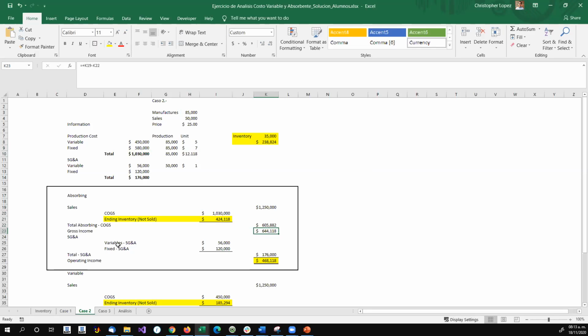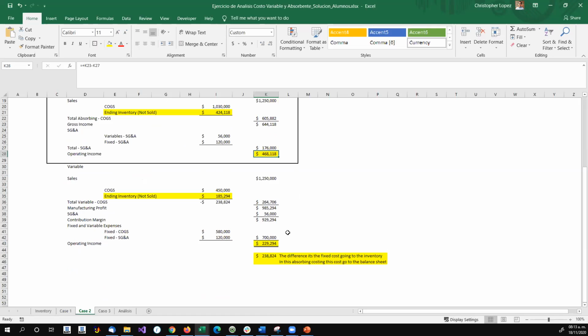Now we go to the operating expenses. And because this is the absorbing method, we have it mixed here. Variable and fixed, it's the same for us. We just add them here, and that is our total sales, general, and administrative. The subtraction of those two is my operating income. So far, so good, guys? Are you all sure you got it?